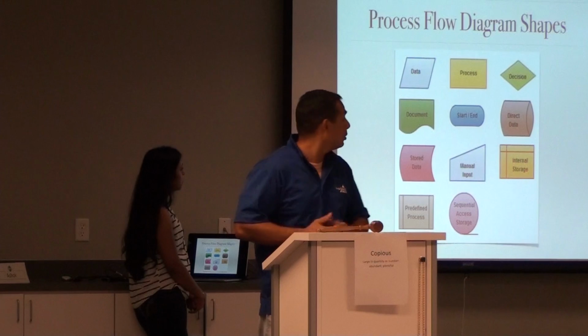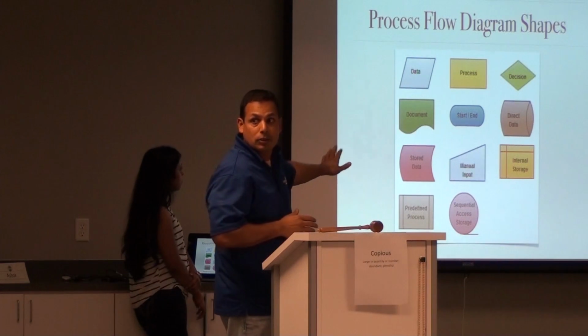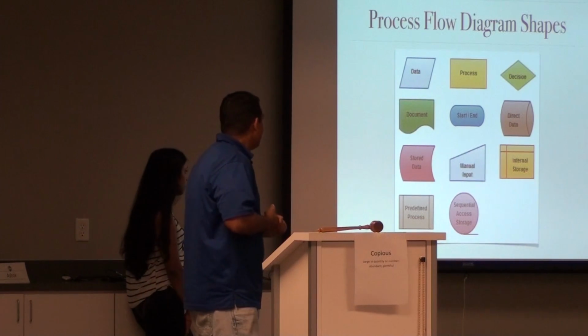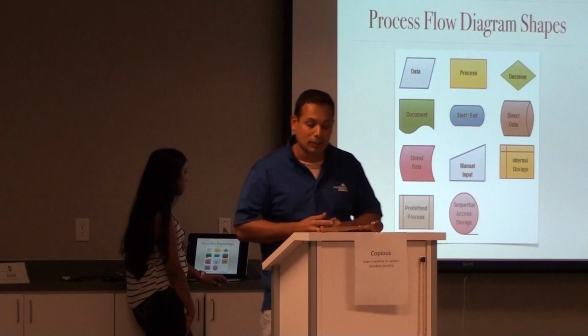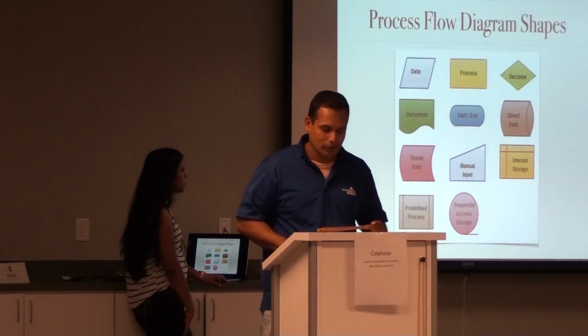Then direct data, stored data. Now, it's not color coordinated. You don't need to know the colors. You just need to know the shapes. Okay? Manual input, internal storage, predefined process, and then sequential access storage. So, next.